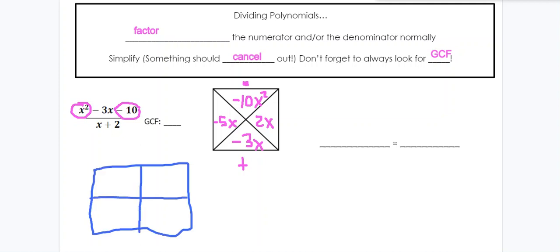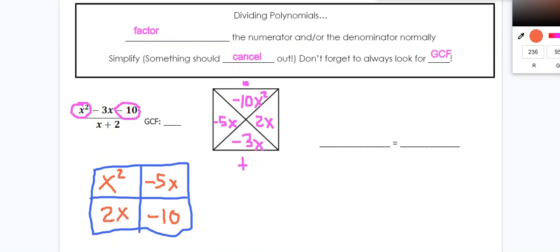So let's do it by box first. I like doing it by box. Okay, and then my first step is I want to put my first term here, this x squared, and then I'm putting my last term down here. And then remember, these two are the terms that go in the other boxes, like here, negative 5x and 2x. It doesn't matter which one you put where, right? All right, so now I'm going to go row by row, column by column, and try and figure out what they have in common.